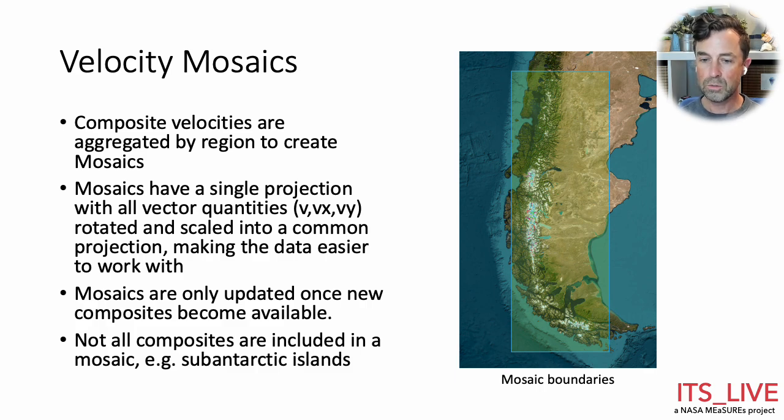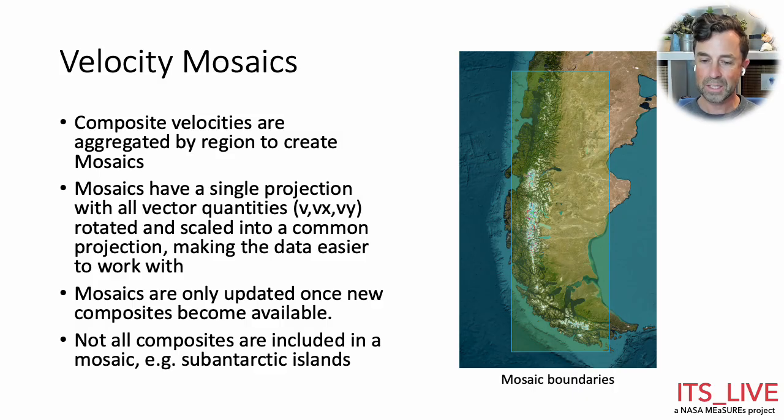So to make it easier for our users, we create these mosaics. We do this for all the major ice regions on Earth. And we project the vectors into the proper projection. So it just makes the data much easier to work with. So if you're doing regional scale analysis, this is really the data set that you want to be working with.